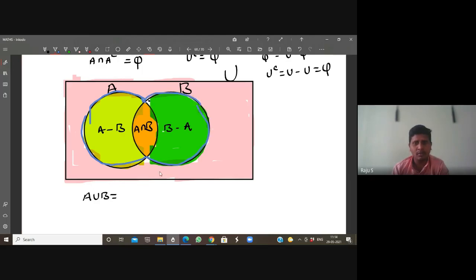This is clearly what? A union B. Nothing but how to write here? A minus B union A intersection B union B minus A. Just remember, we can write in many ways. This is one of the ways to write it. And next, A intersection B, we know that is the middle. What is the region of A intersection B complement?